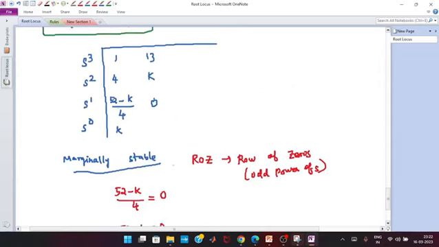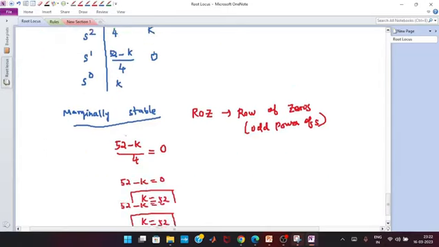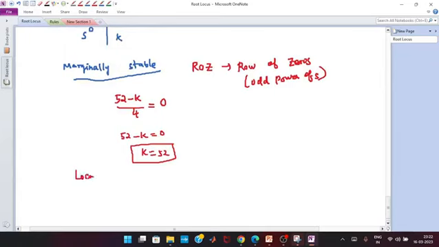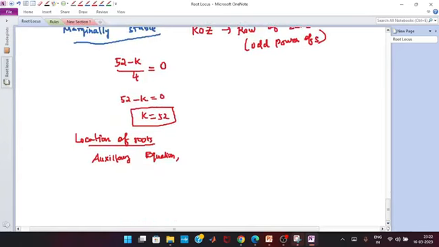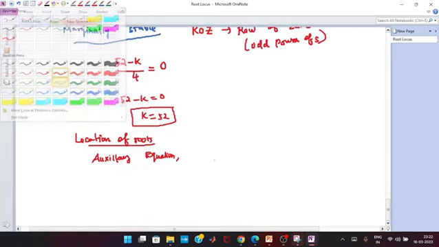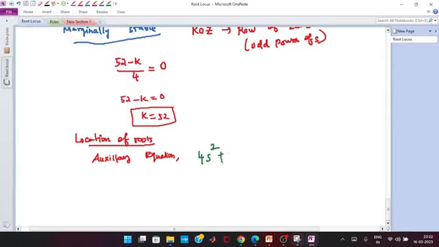Now, after finding the value of k, I have to find out the location of the roots, right? That is very easy. If you want to find the location, what equation will you use? Usually you will use the auxiliary equation. The auxiliary equation is the one above the row of zeros, that is 4 into s square plus k into s power 0 equal to 0, right? So that is 4s square plus k equal to 0.